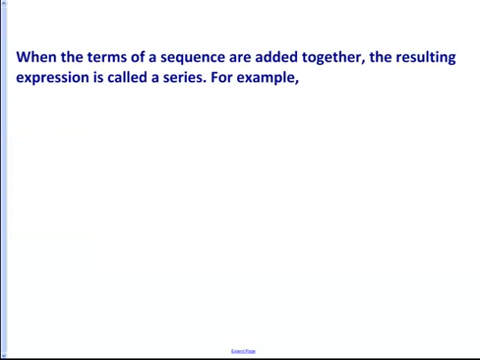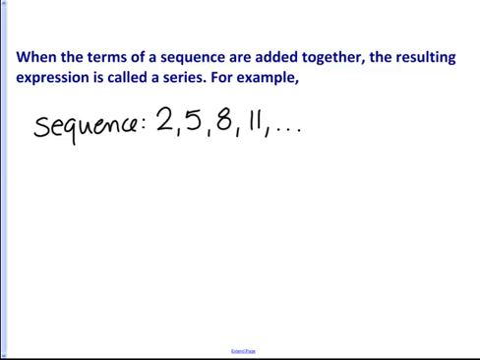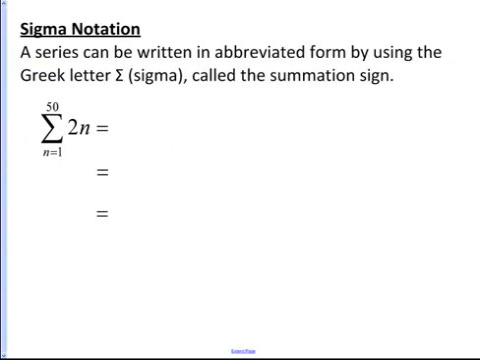So you're already really familiar with sequences. When the terms of a sequence are added together, what's resulting is called a series. Let's take this example. Here's a sequence that you should be fairly familiar with. It's an easy arithmetic one. And then for a series, all you're going to do is take those same terms and add them up. So 2 plus 5 plus 8 plus 11 is the series related to that sequence.